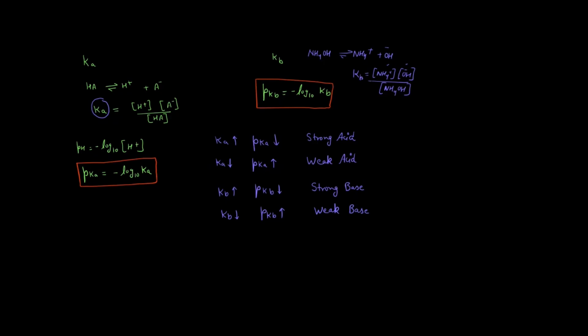So this is the relationship between Ka and pKa, Kb and pKb. So we have an inverse relationship between Ka and pKa, and similarly an inverse relationship between Kb and pKb.